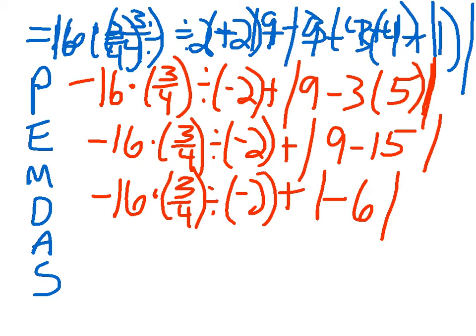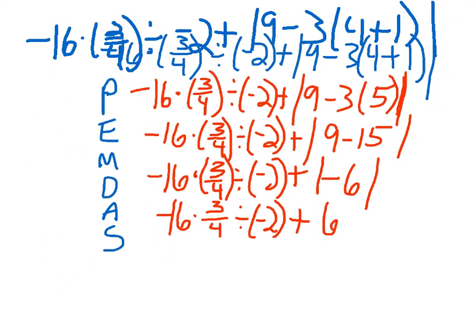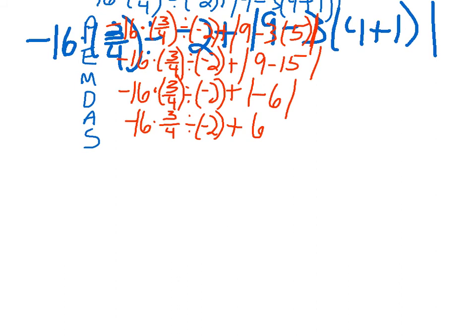Absolute value means the positive value of whatever that integer is. So the absolute value of negative 6 is going to be positive 6. So I can take the absolute value sign off and just put plus 6. I'm left with negative 16 times 3/4 divided by negative 2 plus 6. So we're getting there now. I had to make that smaller so I could make it fit.